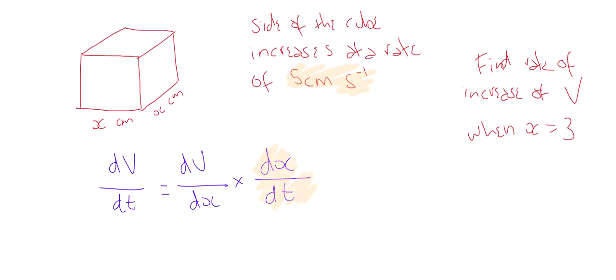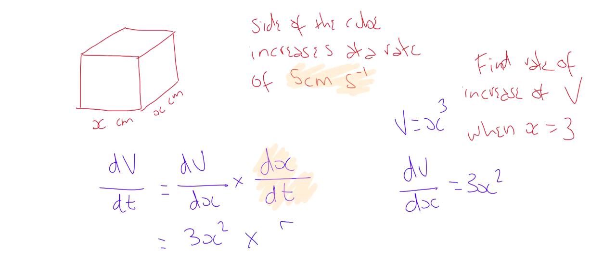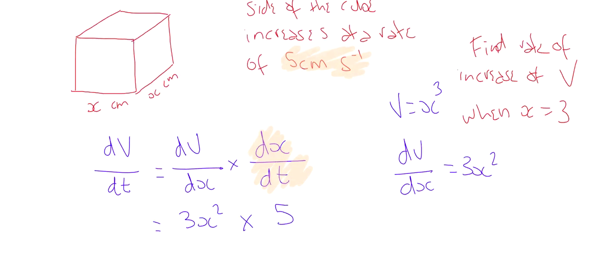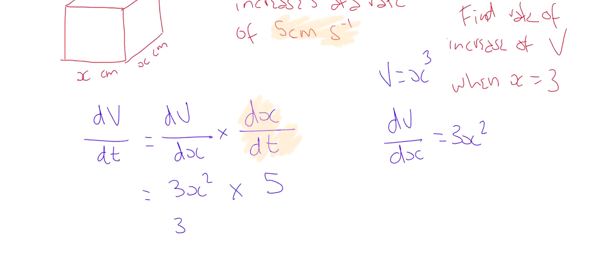Do we know anything about the volume? It's a cube, right? So the volume equals X cubed because it's a cube. So then this is just 3x squared. I've derived the volume to get dV dx. So now I can just put this together. 3x squared times 5. What is X? 3. I want to know when X is 3. So I've got 3 times 3 squared times 5. And if you put that all together, you get 135 centimeters.